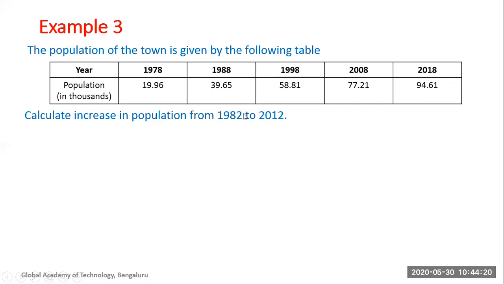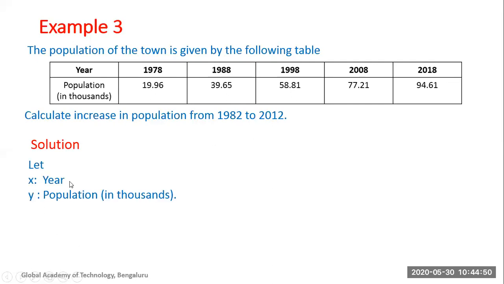So first I need to find the population in the year 1982. 1982 is close to 1978, so I must use Newton's forward interpolation formula. Then the population in year 2012, which is close to 2018, I need to apply the backward interpolation formula. So for the first one, we apply forward, and for the second case, we apply the backward interpolation formula. Then take the difference of both, and you get the increase in the population.